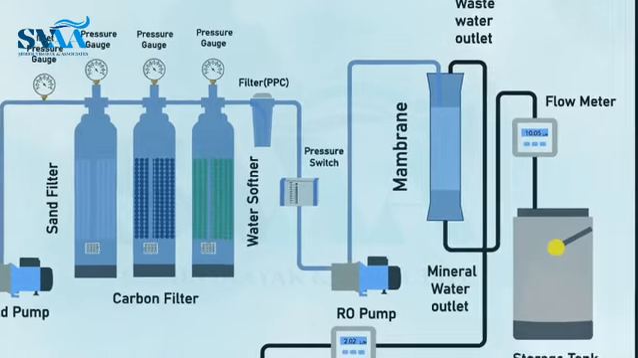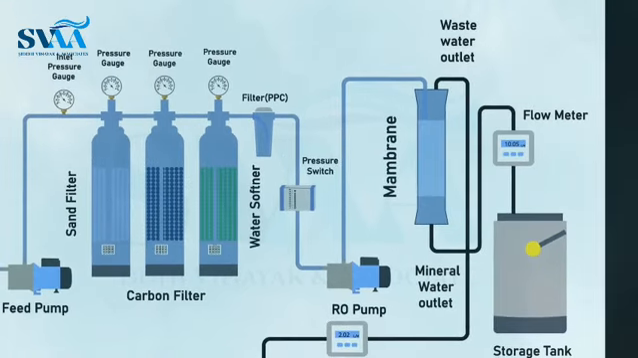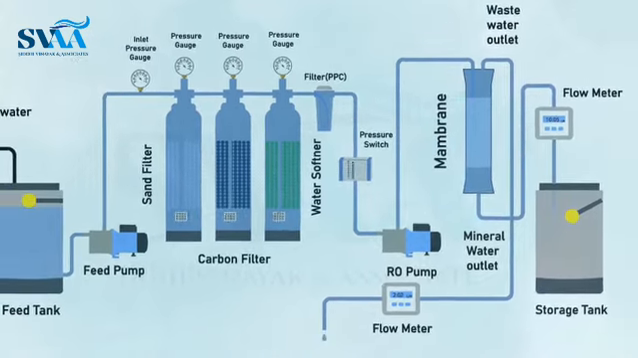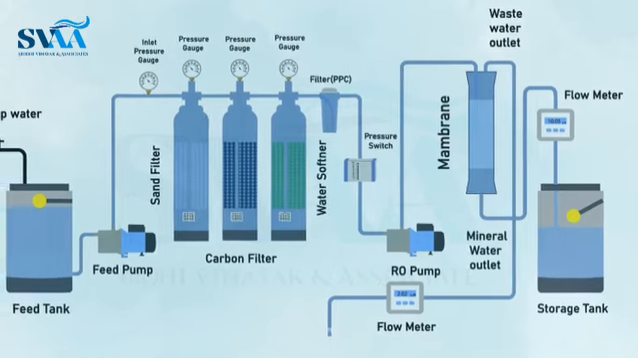The RO pump moves water to the membrane filter with very high pressure and it removes all the dissolved substances from it. The mineral water comes from the bottom and the raw water or the wastewater is collected from the top. The flow meters tell us all the flows that are moving through the pipes, and in the end, the mineral water is stored in the storage tank.